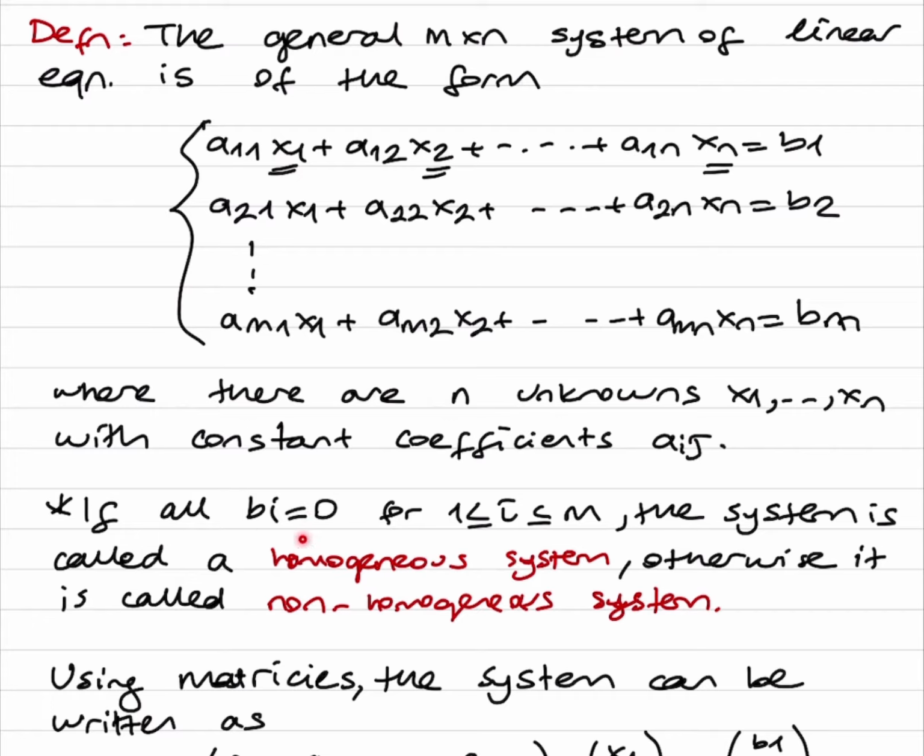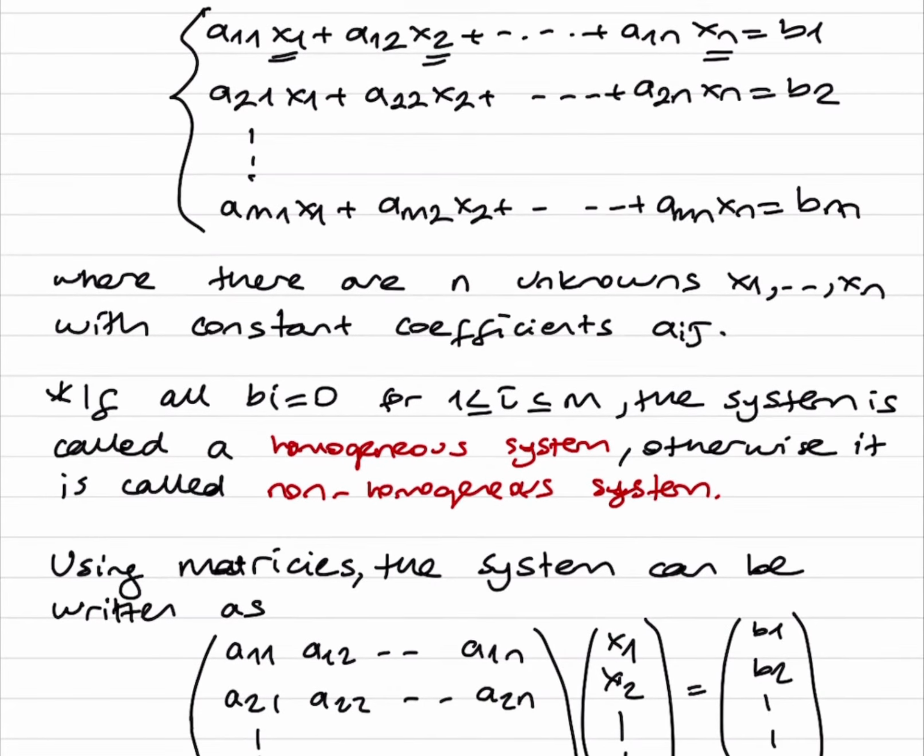And so these are equal to b1, b2, bm. So if all b1, b2, bm are 0, then the system is called a homogeneous system. Otherwise, it is called a non-homogeneous system. And so why did we study matrices? Because we want to write this system in terms of matrices.